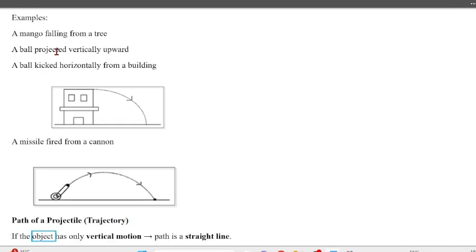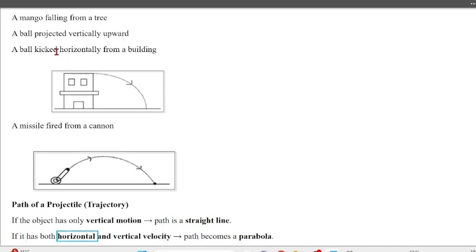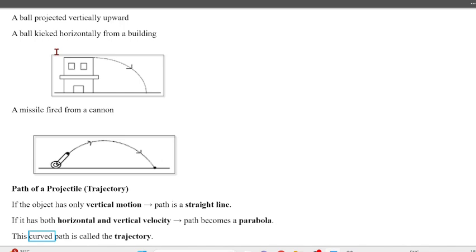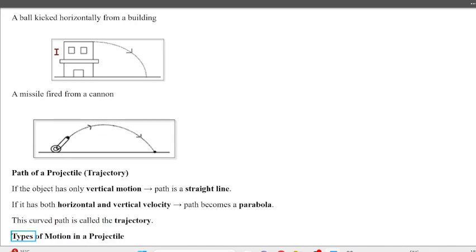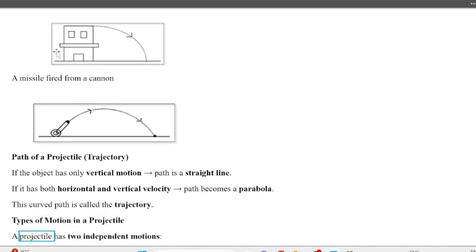Trajectory: if the object has only vertical motion, the path is a straight line. If it has both horizontal and vertical velocity, the path becomes a parabola. This curved path is called the trajectory. Types of motion in a projectile: a projectile has two independent motions.